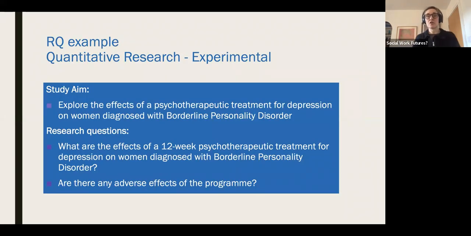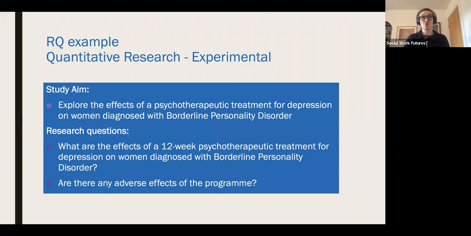More specifically on causality, quantitative researchers generally use experimental approaches to discover causation or to assess causation. So here's an example. This is a study. The study aim is to explore the effects of a psychotherapeutic treatment for depression in women diagnosed with borderline personality disorder. So very clear group of people and clear intervention. And this is looking to understand if there is a causal relationship between the treatment and the symptoms and the mental health of the women in question.